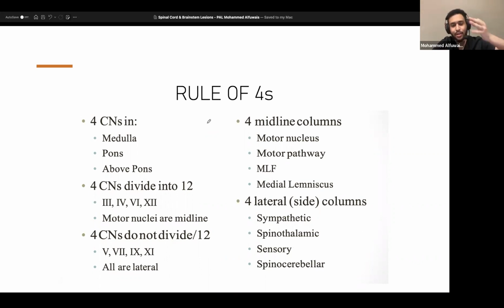It's in, 3 and 4 in the midbrain. 6 is in the pons, 12 is in the medulla. Okay, so once you see a guy who has the tongue deviated to one side, you think of hypoglossal, which is the motor nuclei. So it's down the midline and it's in the medulla. Okay, that's how you localize it, just like that.